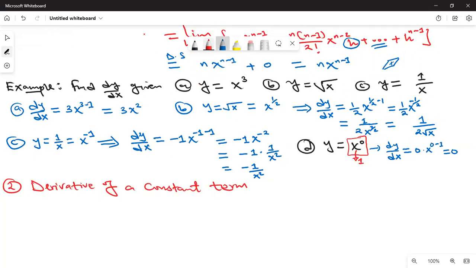The statement is this one, that if y is equal to a constant c, then dy/dx will be equal to 0. That every time you differentiate a constant, the result should be equal to 0. Let us derive this one.